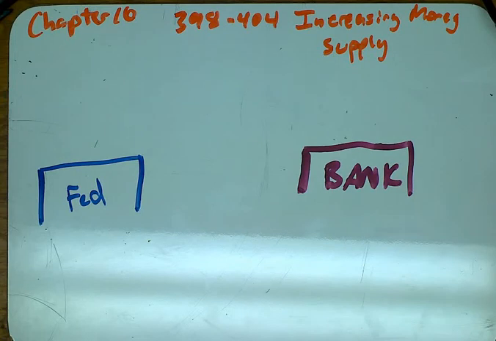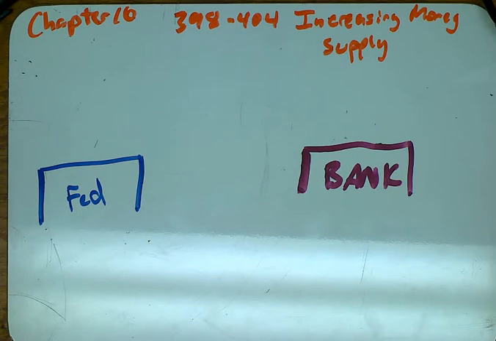Hey Econ class, in this video I'm going to teach you about increasing the money supply and how the Fed goes about doing it. The book uses all sorts of balance sheets, and I'm going to ditch those for this video just to give you an idea as to what actually happens, at least in my world of drawings. Over here on the left you have the Fed, and over there on the right you have Bank X, whatever you want to call it.